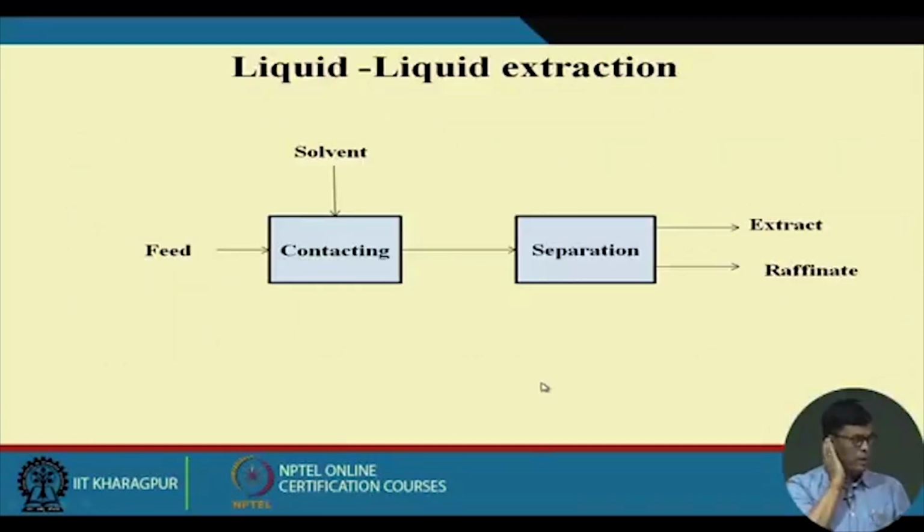I can give a schematic diagram of that. This is the block flow diagram. The feed is coming this way, and the solvent is coming, then they are mixed together, and then the separation takes place. We have the extract and we have the raffinate. The extract here has mostly the solute, while in the raffinate we do not have much of the solute.